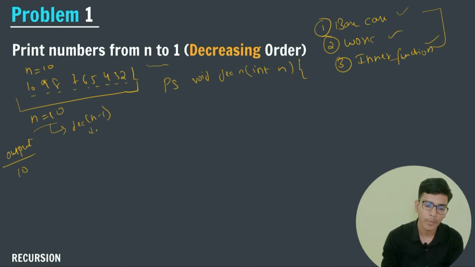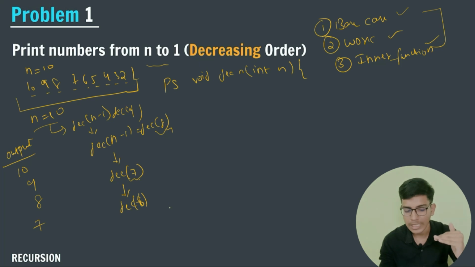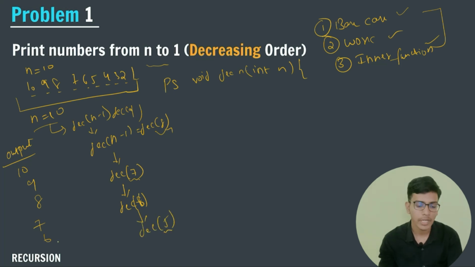For n minus 1, that is dec 9, I will first print 9 here. After that, I will call dec n minus 1, that is dec 8. When the n value is 8, I will print 8. After that, I will call dec 7. When the n value is 7, I will print 7. After that, I will call dec 6. So I am decrementing the value at each function call. I will print 6 here. After printing, I will call dec 5. Here I will print 5. After that, I will call dec 4.